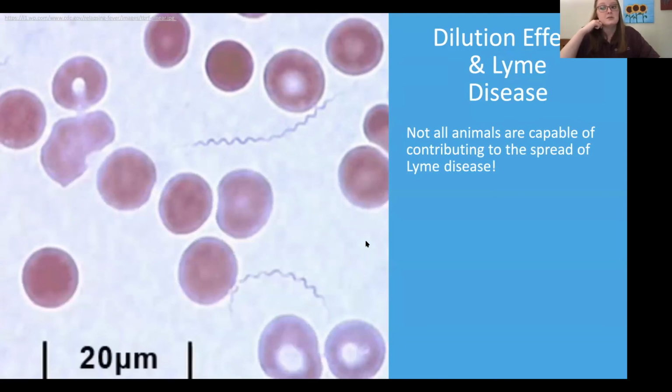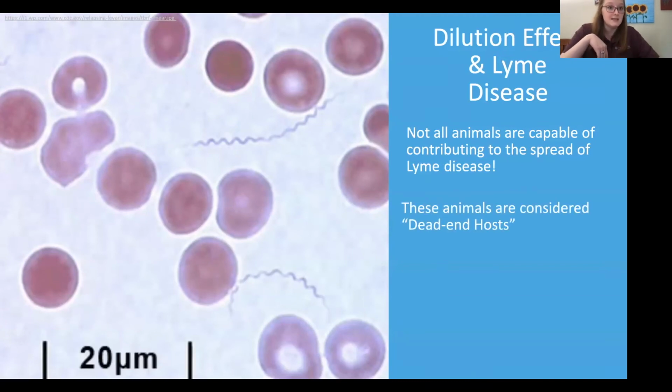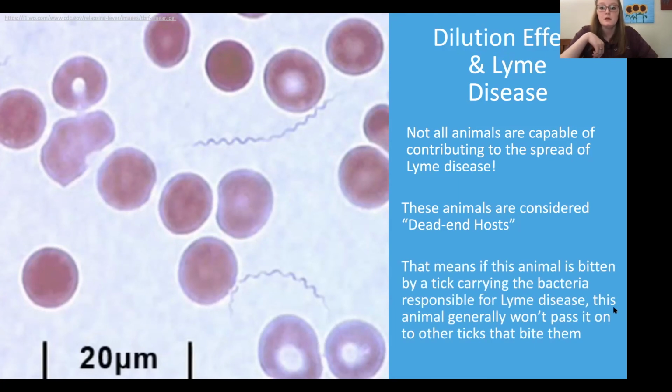Not all animals are capable of contributing to the spread of Lyme disease. So there are animals that when bitten by the tick do not get Lyme disease, but the deer and humans do. The animals that get bit by the tick carrying the bacteria but do not get infected are called dead end hosts, kind of like a dead end street your parents might drive on that there's nowhere to go, you have to turn around. It's the same concept. And so that just means, like what we've already said, that if this type of dead end host gets bitten, then it won't carry the bacteria anymore.